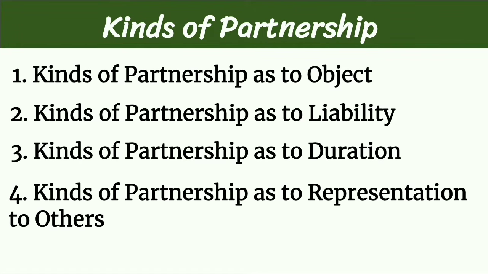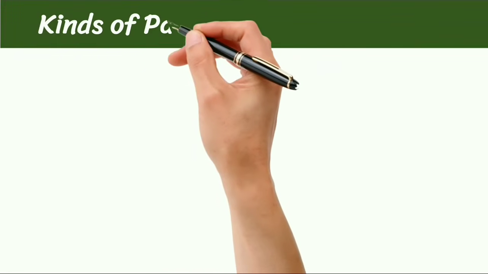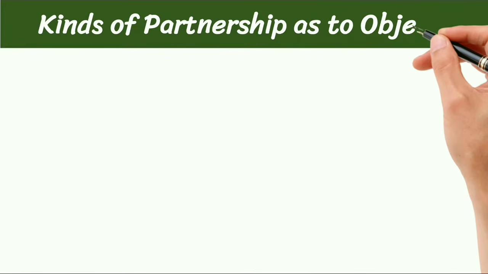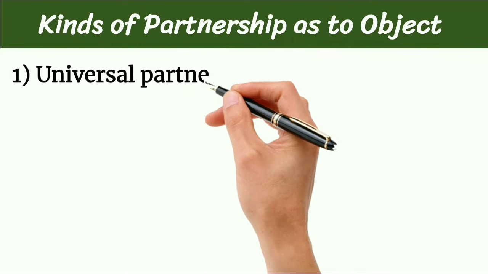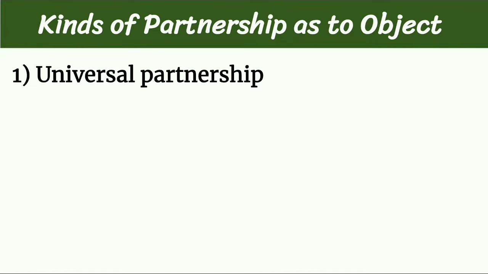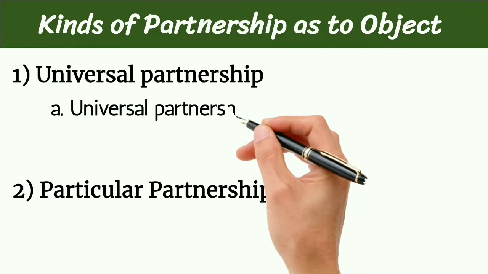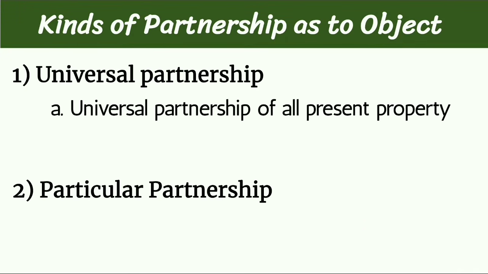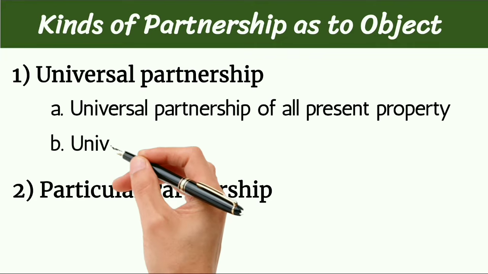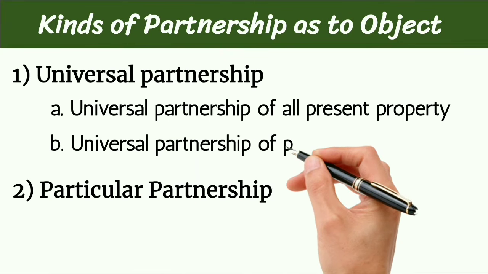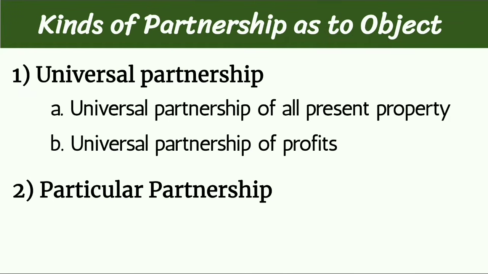So, unahin natin yung kinds of partnership as to object. There are two kinds of partnership as to object. The first kind is called universal partnership, and the second kind is called the particular partnership. Yung universal partnership, may dalawang klase din yan. Yung una ay tinatawag na universal partnership of all present property, at yung pangalawa ay tinatawag na universal partnership of profits. Mamaya, i-discuss ko yung particular partnership.